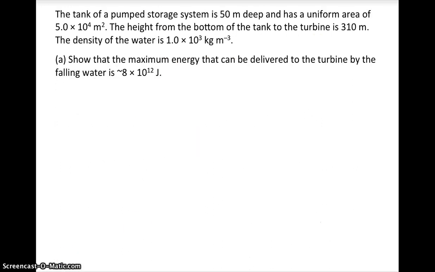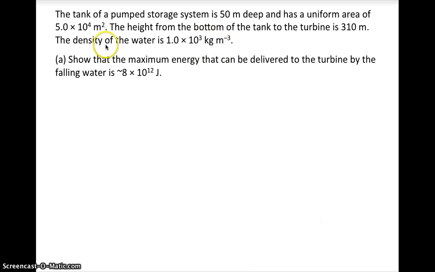Here's our final problem. The tank of a pump storage system is 50 meters deep and has a uniform area of 5 times 10 to the 4 meters squared. So we're given the depth and area. We could go ahead and find volume if we wanted, but we'll hold off. The height from the bottom of the tank to the turbine is 310 meters. That means when the water drops out, it's going to fall 310 meters. The density of the water is 1 times 10 to the third kilograms per meter cubed.